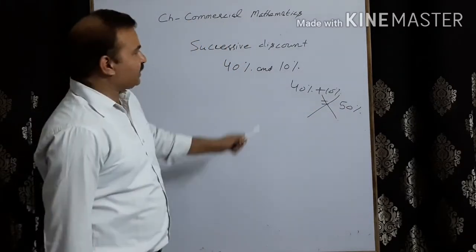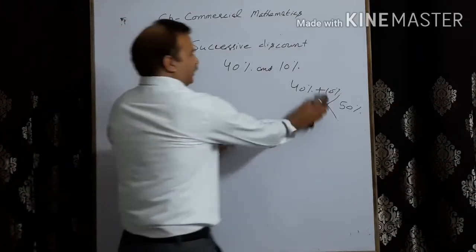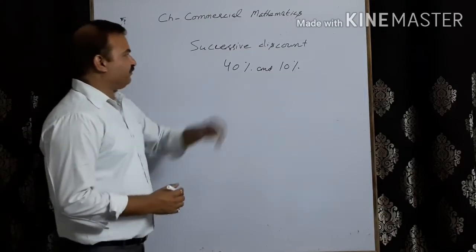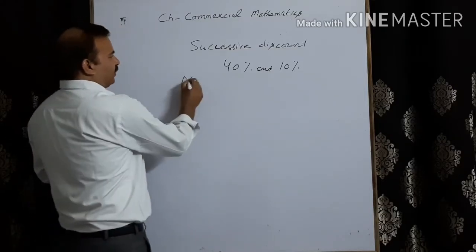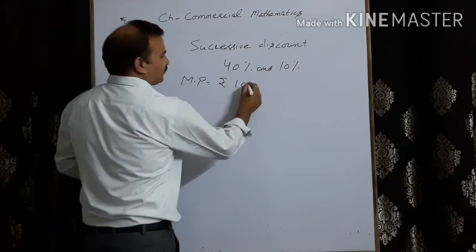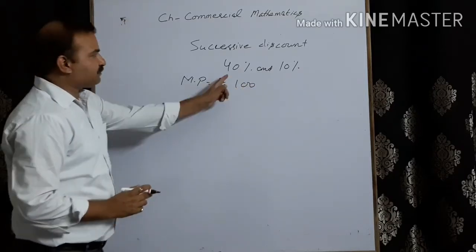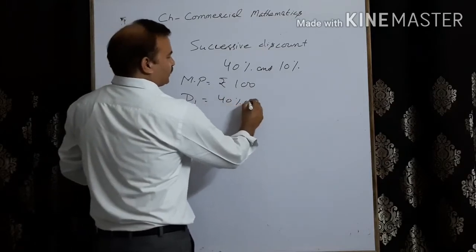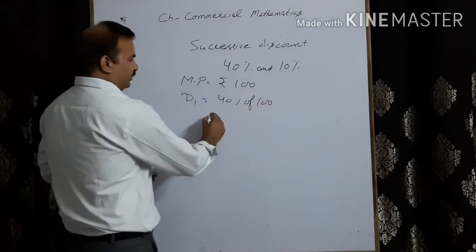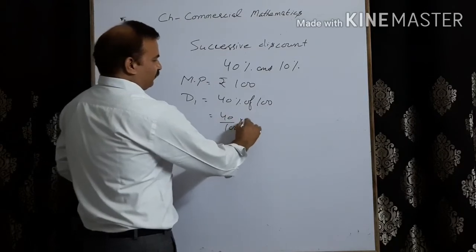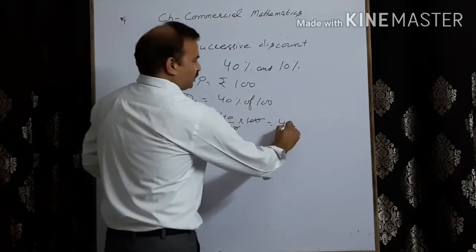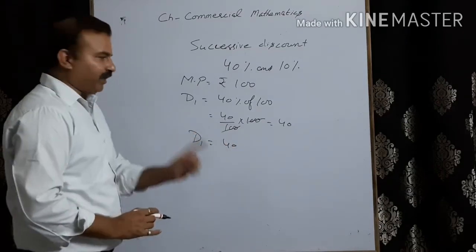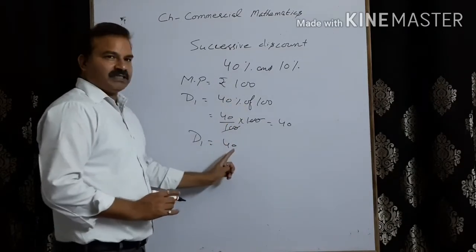Fine. 40 plus 10% is equal to 50%, that is a totally different thing. And 40% and 10% discount, that is also two different things. Let me consider that the mark price is rupees 100. So the first percent is 40%. So discount D1 is equal to 40% of the mark price, that is 100. So it's 40% of 100, which means 40. It means the first discount given by a person on rupees 100 is rupees 40.